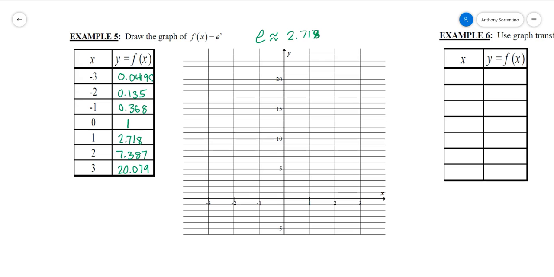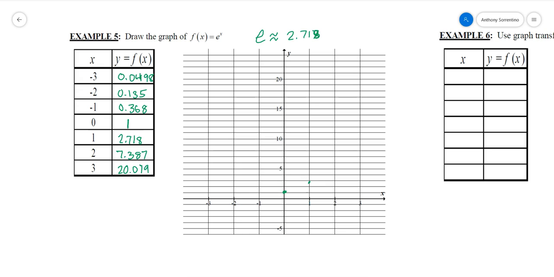We'll say about 0.0498. What about 0.05? And so I can plot all these points to the best of my ability. 0, 1. One nice thing is that raising e to the 0 power is always going to give you a 1. But if I have an irrational number and I raise it to a power, I'm going to have more irrational numbers.